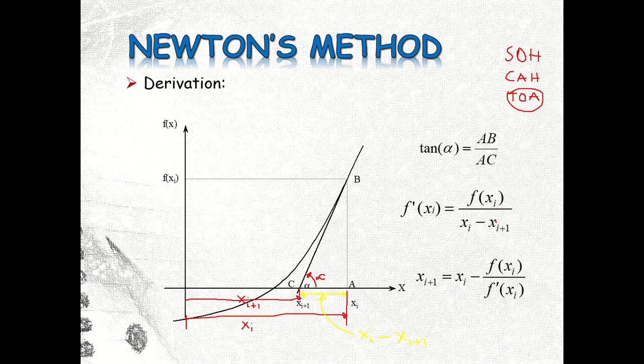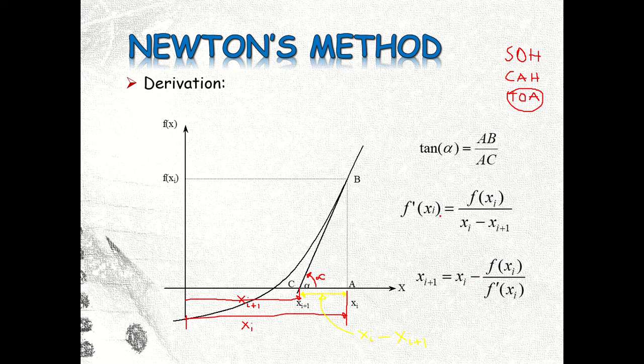To solve for x sub i plus 1 like this, you just multiply both sides by this and divide both sides by this. It's just like cross multiplication, class. This term here will be on the left side of the equation, and this one will be the denominator. So you now have a ratio of f of x sub i divided by f prime of x sub i. Then why negative?